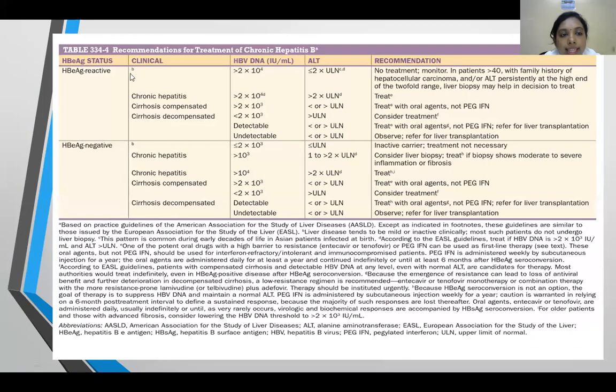So either in asymptomatic, then chronic hepatitis, cirrhosis compensated and decompensated, there are phases, and that is how you treat. In asymptomatic, these are the values, and no treatment is required. You just monitor the patients. In chronic hepatitis, you have to treat with oral antiviral agents or peginterferon. In compensated cirrhosis, only oral agents and not peginterferon. In decompensated, you have to consider oral antiviral agents and refer for liver transplantation. So only in chronic hepatitis do you consider pegylated interferon, not in compensated and decompensated cirrhosis. There is no effect of it.